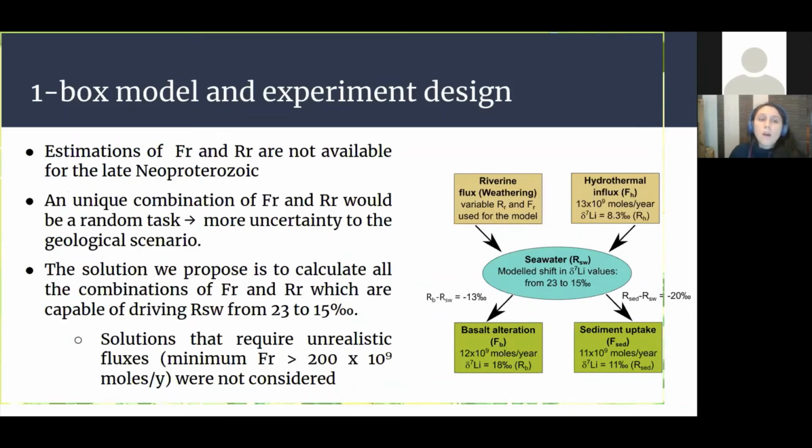The thing is that we don't have riverine flux and isotopic ratio available for the late Neoproterozoic. So we believe that to know how long the shift would take, we could establish some combinations of these parameters, but choosing a unique combination would be a random task, and would just bring more uncertainty to our geological scenarios. So the way we dealt with that was to calculate not all the combinations, but a wide range of combinations that were capable of driving the seawater ratio from 23 to 15 per mil. Of course, we excluded some unrealistic values that we found.